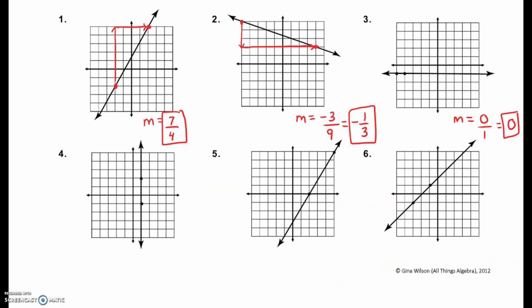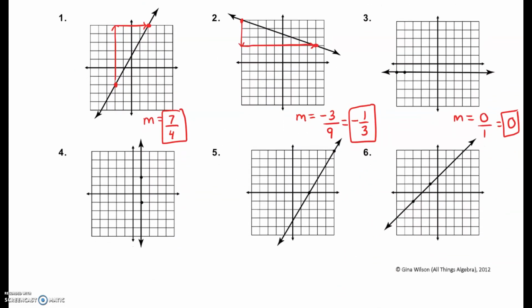Moving on to number 4. Again, for number 4, this is a vertical line. So you'll notice that between the 2 points that are given here on the line, we have a rise of 3. However, we do not go left or right at all. So 3 divided by 0 is the case that gives you an error, not allowed to divide by 0. So our result, we write the word undefined.